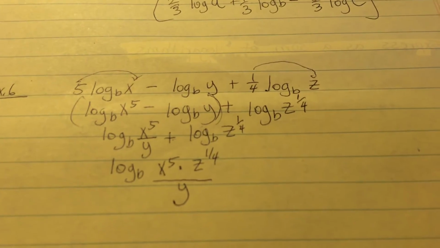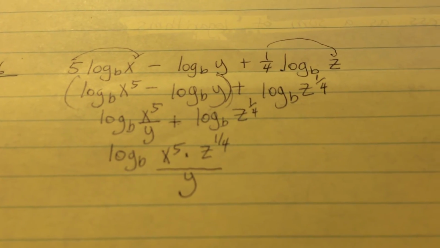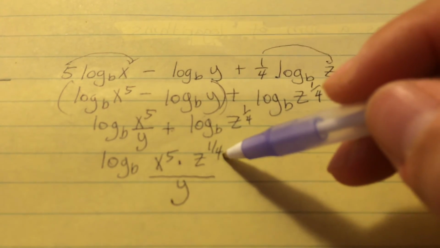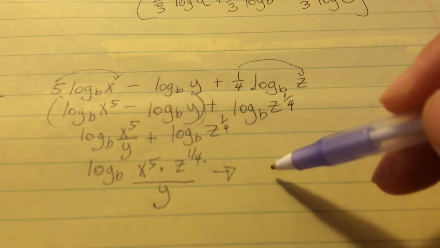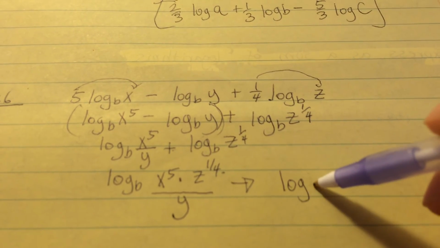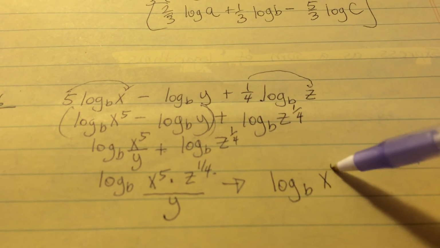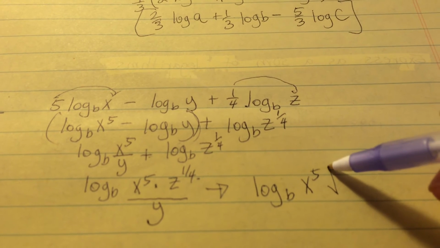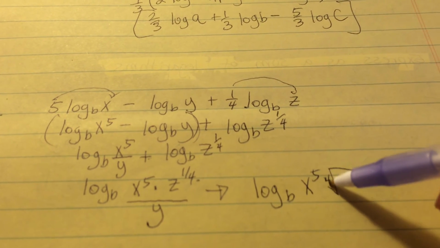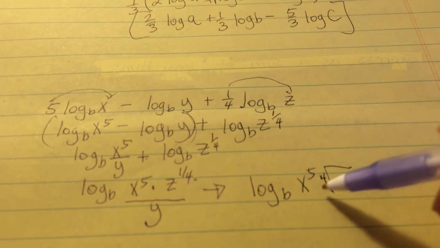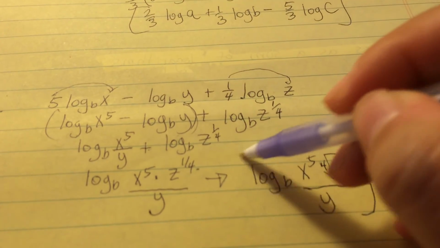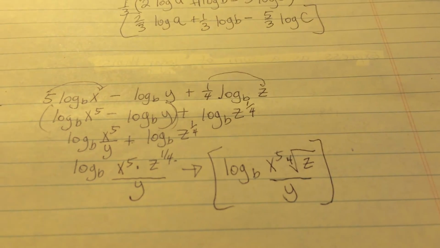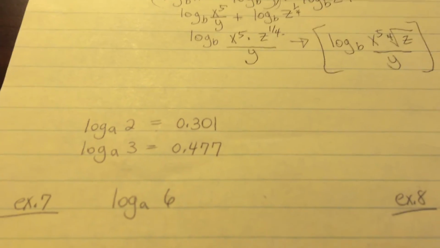Okay, now again, this could be the final form right there, but sometimes they'll take this 1/4 and simplify it further, put it into a radical. So if you put it into a radical, it'd be log base B x to the 5th, and then you would do the radical right here. So 1/4, because that'll be the fourth root of z, all over y right there. So that will be your final answer right there. Okay. All right, and then we have this one.